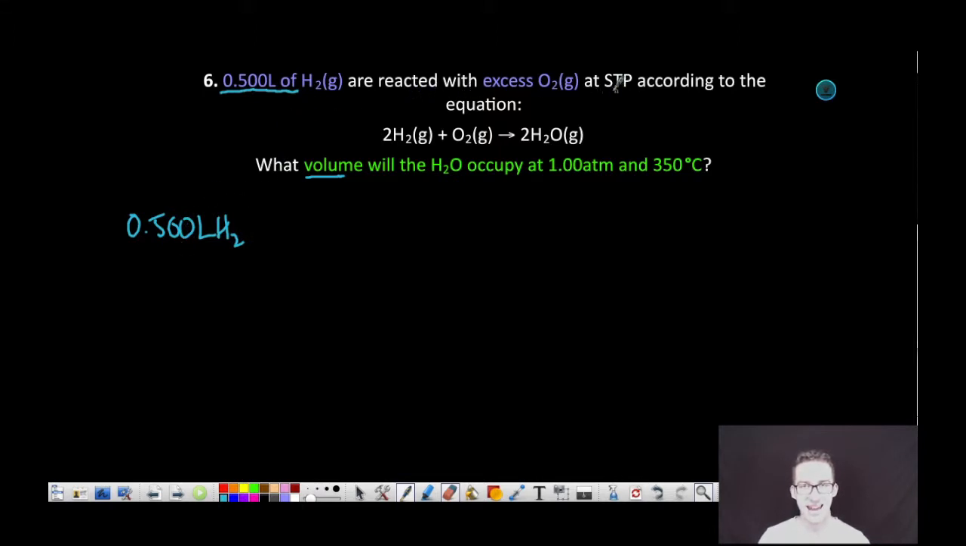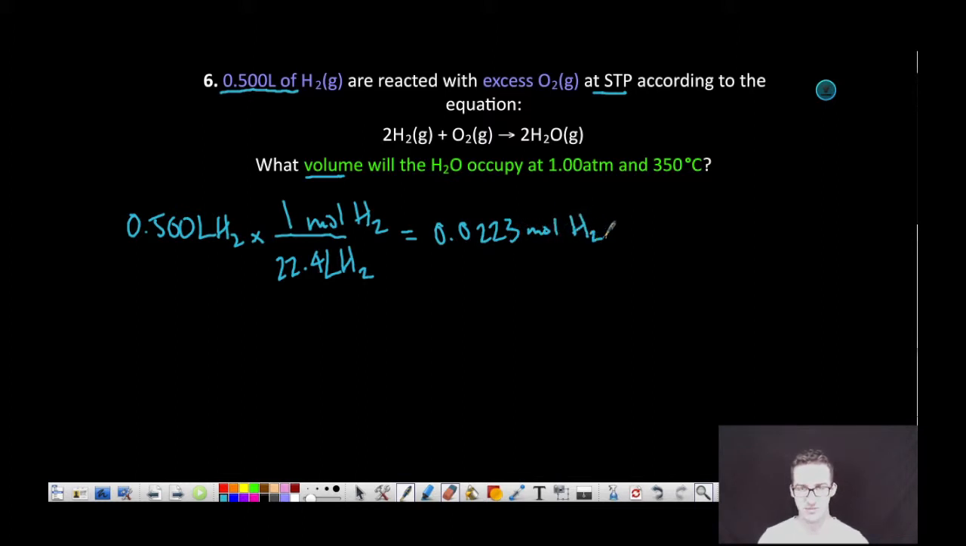Is reacted at STP. So at STP, I know that 0.500 liters can be converted to moles by using the relationship 22.4 liters in 1 mole of hydrogen gas. And that's true because we're at STP. Can't do that when we're not. So when we solve this here, we end up with 0.0223 moles of hydrogen gas.